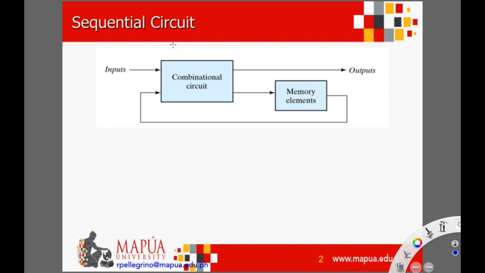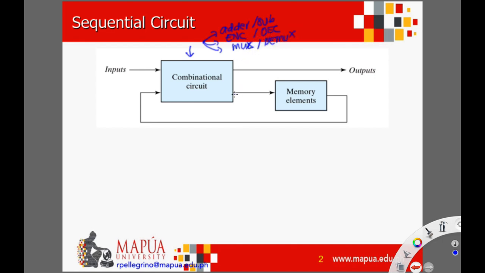Part a, combinational circuit. What do you mean by combinational circuit? You have there the adder, the subtractor. What else? You have the decoder, encoder. You also have the multiplexer and demultiplexer, demux and mux.